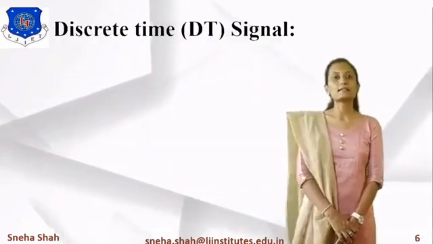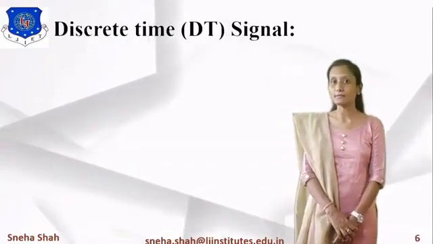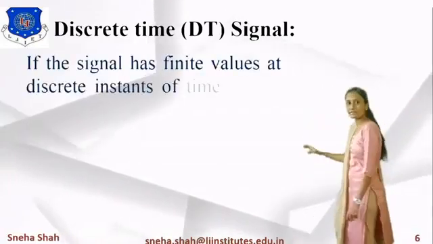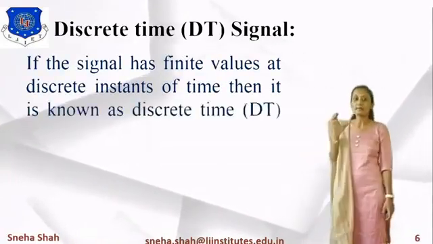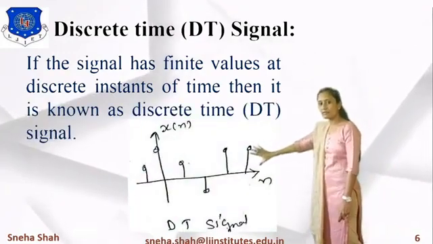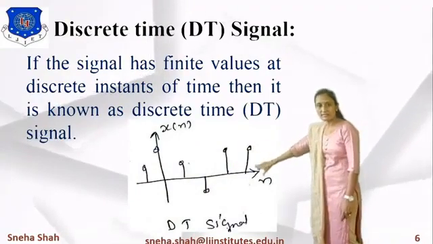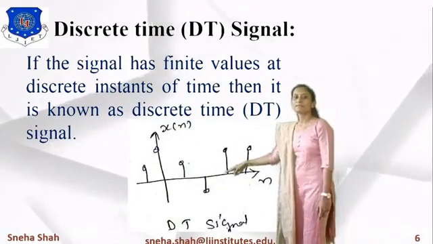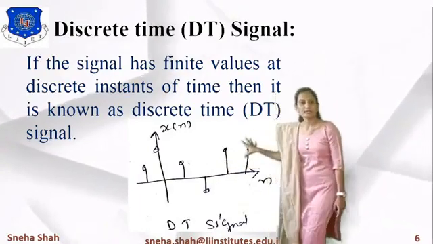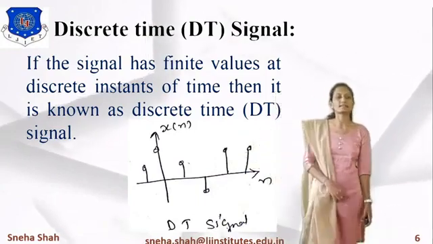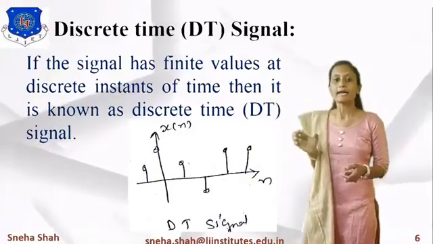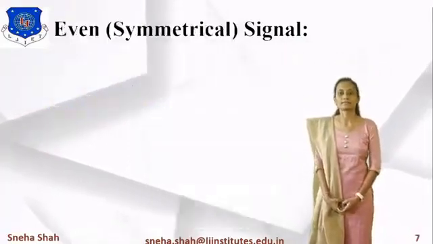Now the next type of signal is the discrete time signal. What is the meaning of a discrete time signal? A discrete time signal can be defined as a signal which has a finite amplitude level at particular instants of time only. From this diagram, you can see that this amplitude level is finite, but only at particular instants of time, otherwise its value equals 0. So this signal can be defined as a discrete time signal. It has some finite amplitude level at particular instants of time only.